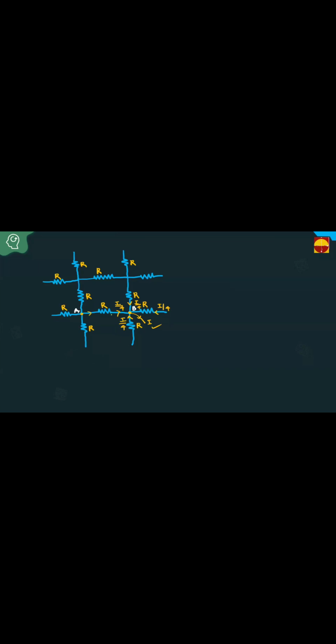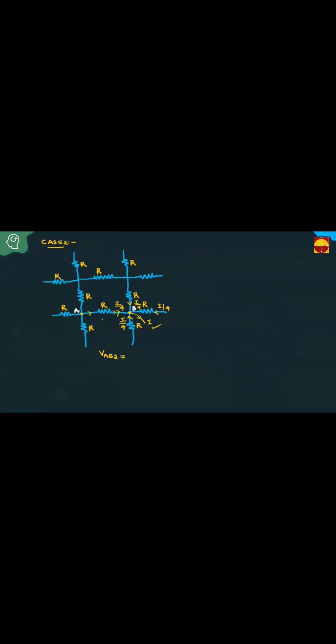That's why I am first finding the voltage. This is VAB2, case 2 now. This I am solving by using the superposition theorem. Then what is VAB2? VAB2 is again the same, because the current in this resistance is I by 4 and the resistance is R. That is I by 4 into R.